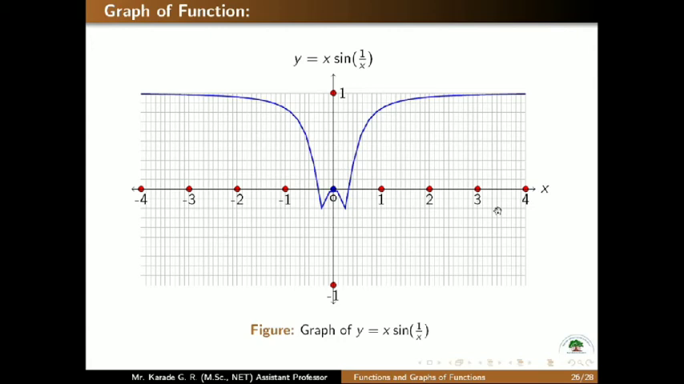Now see the graph of the function y equal to x into sine 1 by x. This graph is also an oscillatory graph, and we see that when we go away from the origin, the frequency of oscillation becomes smaller, and as we go towards the origin, the frequency of oscillation becomes larger. We will see the graph of this function afterwards. You can observe here also that the graph of that function lies between +1 and -1.